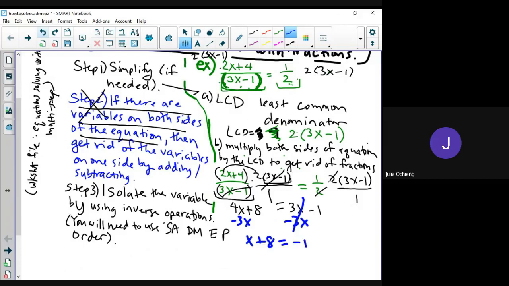And now I have an equation with only one variable in it on the left. That's what I wanted. Solve for x. I'm now going to isolate x by just subtracting 8 from both sides. You do -1 minus 8 on your calculator, you'll get x equals -9.